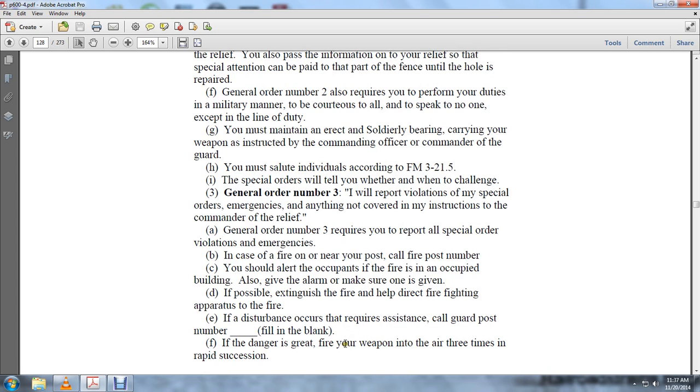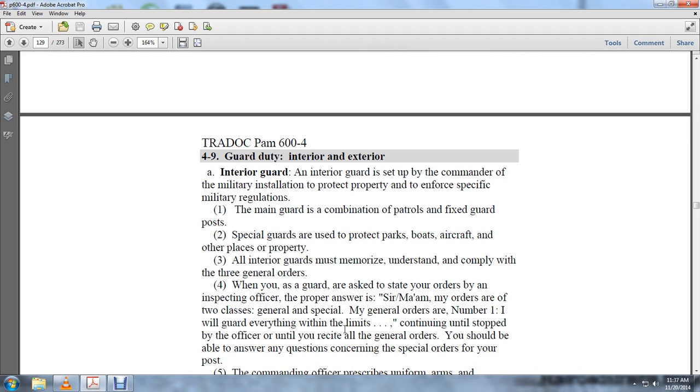In case of great danger, fire the weapon in the air three times in rapid succession. 4.9, guard duty, interior and exterior. Interior guard is set up by the commander of a military installation to protect property and enforce specific military regulations. The main guard is a combination of patrols and fixed guard posts. Special guards are used to protect parks, boats, aircraft, and other places of property.